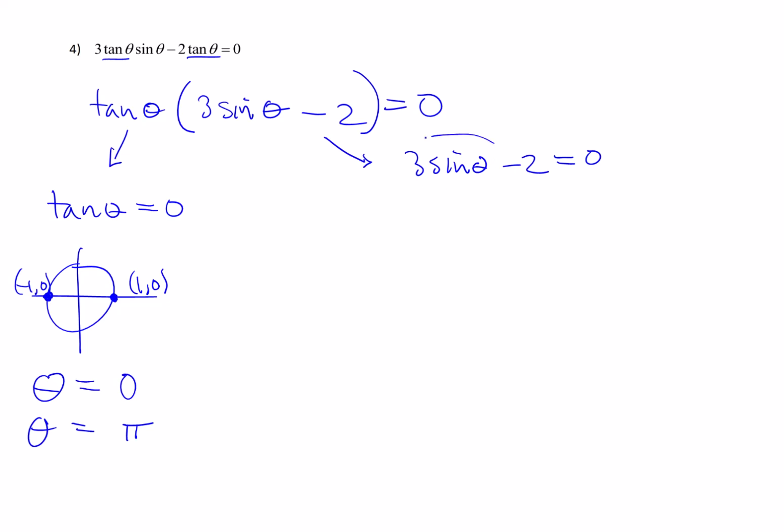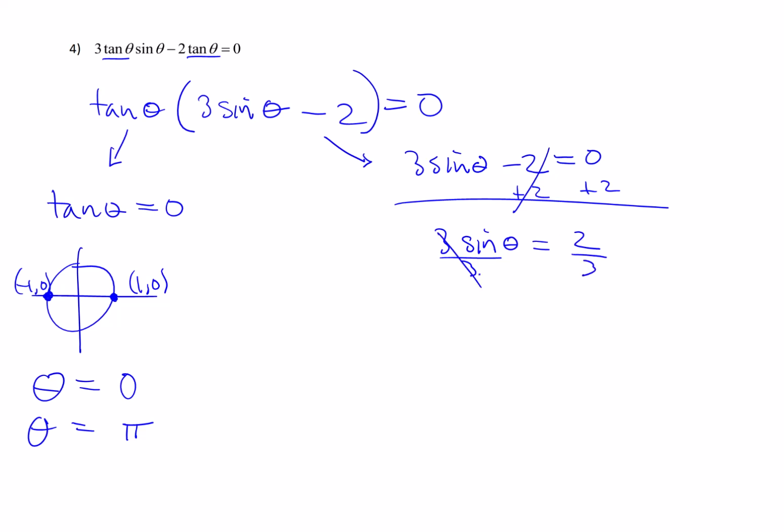If I take the 3 sine theta minus 2 equals 0 that we had, and we solve for sine theta like we've been doing by adding 2 to both sides first, this will give us 3 sine theta on the left side equals 2. To get sine theta by itself, of course, we'll just divide by 3 on both sides. This gives us then sine theta equals 2/3.